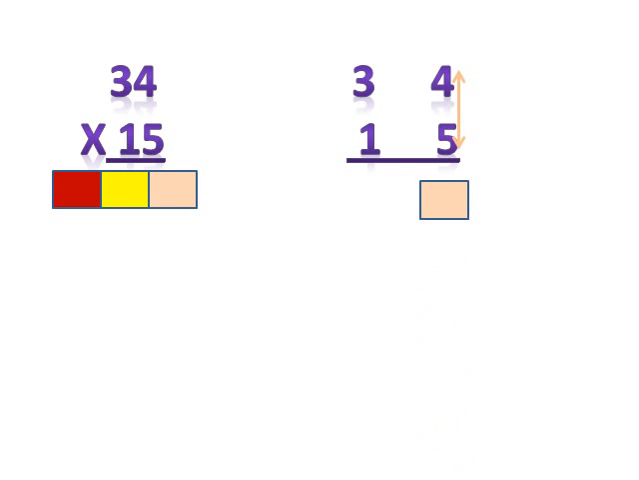Okay, so the first box represents the product of 4 and 5. So the ones digit, you multiply that. And then the yellow box represents the sum of the products of, as you can see there, 3 and 5, you multiply that and then you add that to the product of 1 times 4. So that goes to the second number. And then the last one represents the product of the tens digit. Okay, so let's try this one.